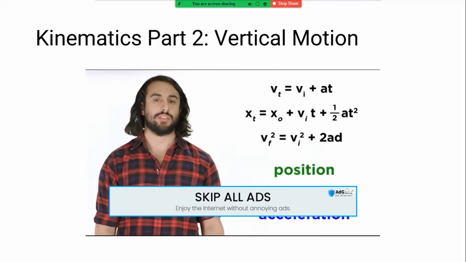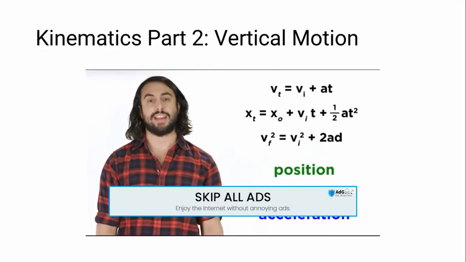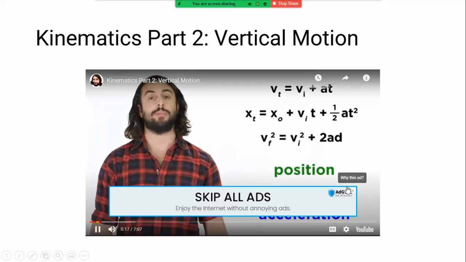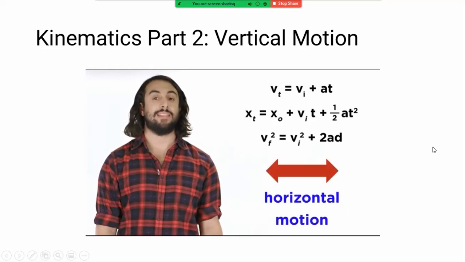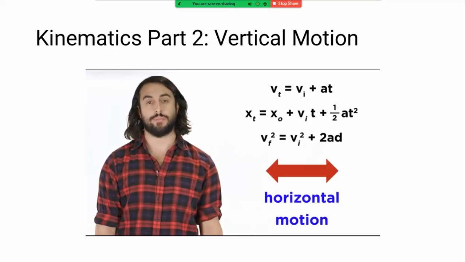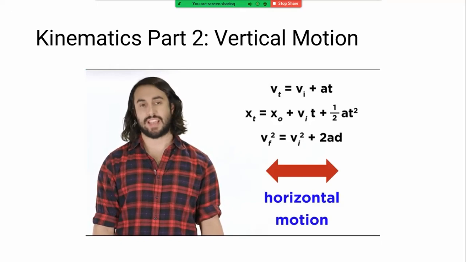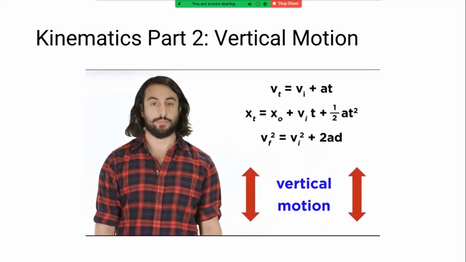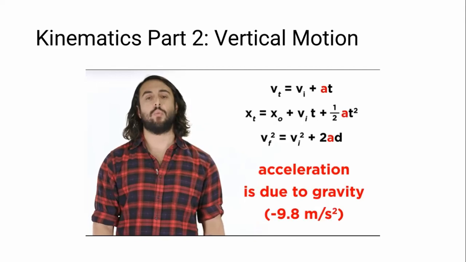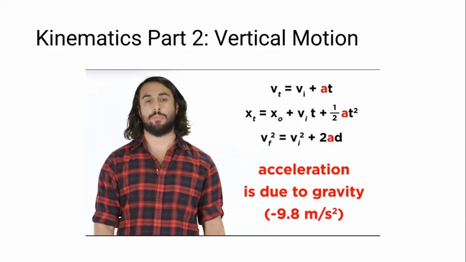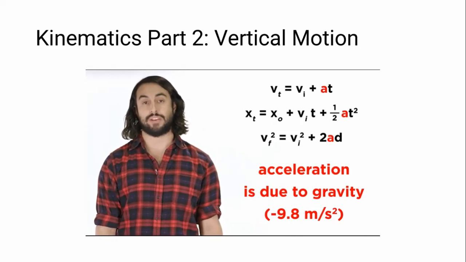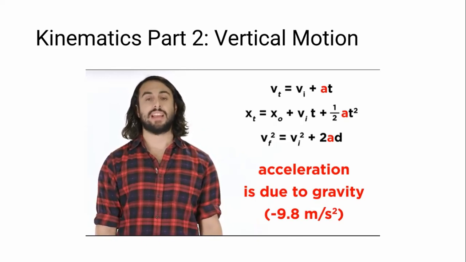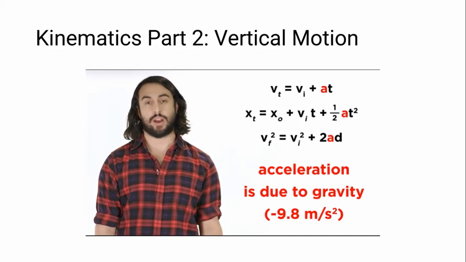We have familiarized ourselves with position, velocity, and acceleration, as well as the kinematic equations that govern the relationship between these parameters. We also saw how we can apply these to simple horizontal motion, and things will be essentially the same when looking at vertical motion. The only difference is that when examining strictly vertical motion, the acceleration will be the acceleration due to Earth's gravity, which is a constant, negative 9.8 meters per second squared.